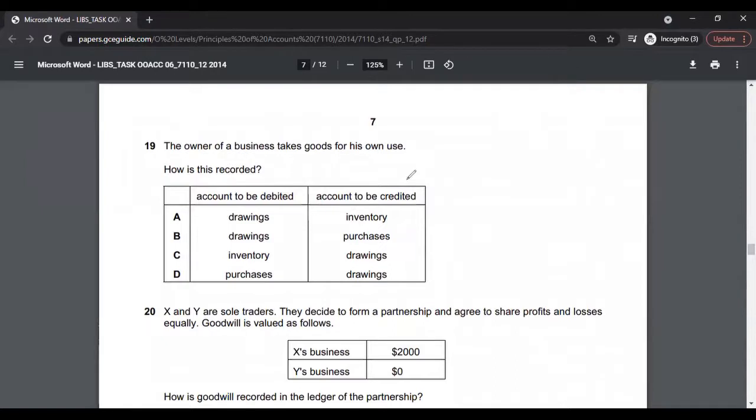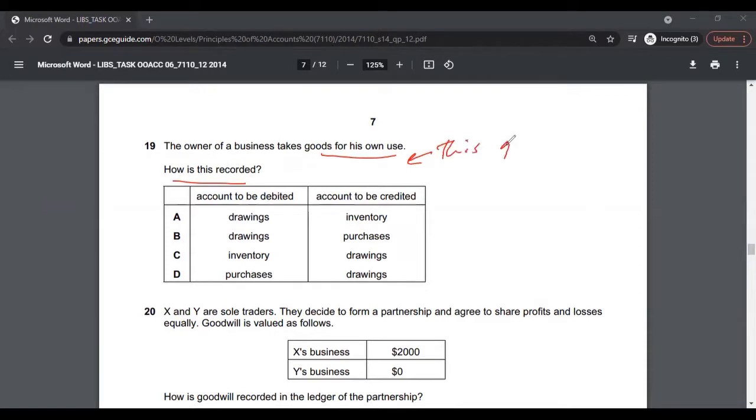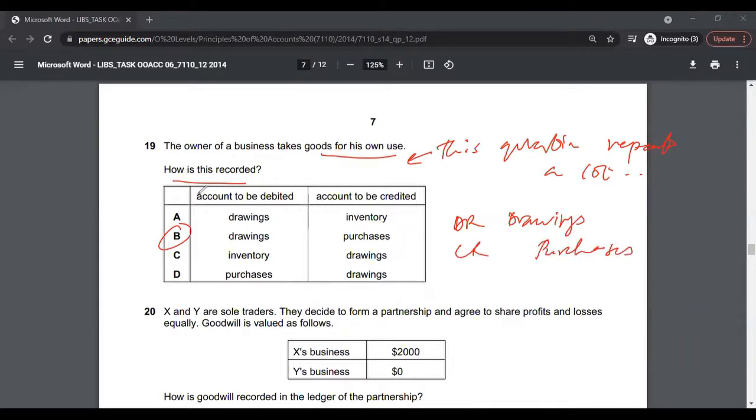Multiple choice 19. The owner of a business takes goods for his own use. How is this recorded? So this question repeats a lot, and by now, I would assume that you actually know the answer to this. It's always debit drawings, credit purchases, right? So the answer to multiple choice 19 is option B.